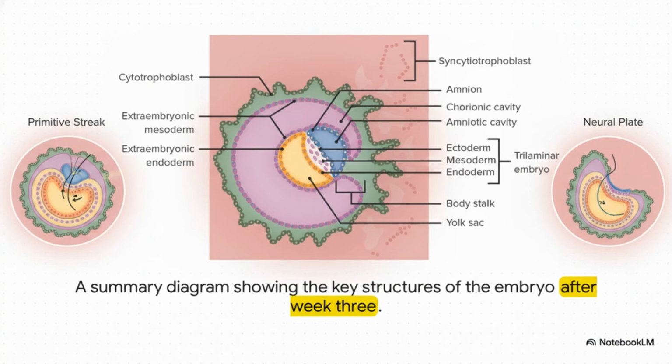This summary diagram really puts all those pieces together nicely. You can see that 3-layered or trilaminar embryo right there in the center. It's surrounded by all its essential support structures, like the amnion forming the amniotic cavity and the yolk sac down below. It's a highly organized system, now totally primed for the explosive growth of organogenesis.